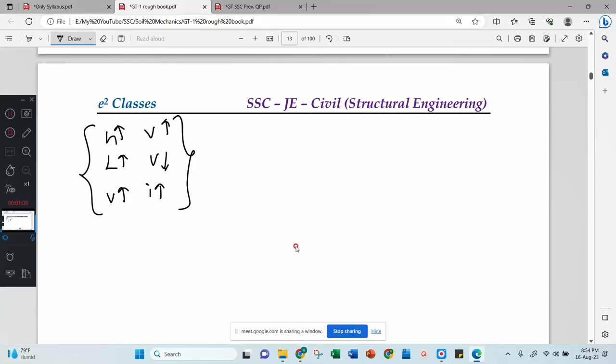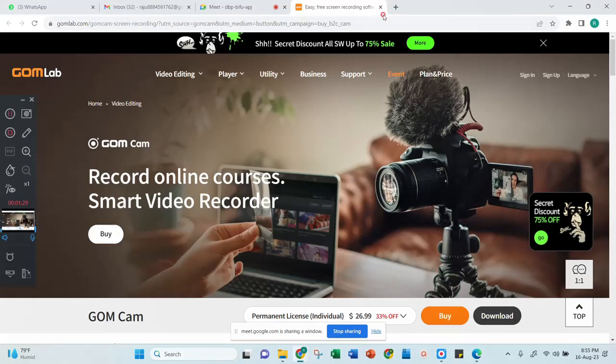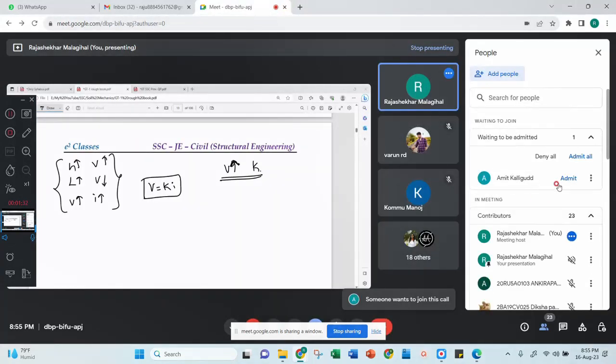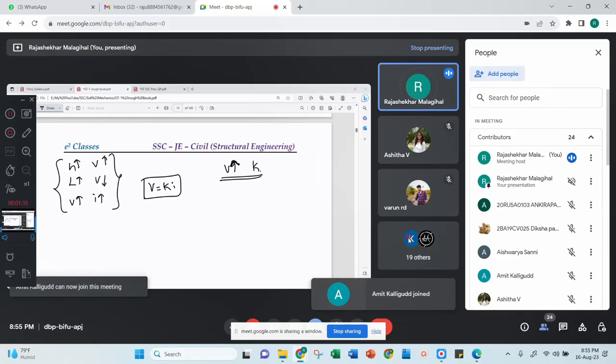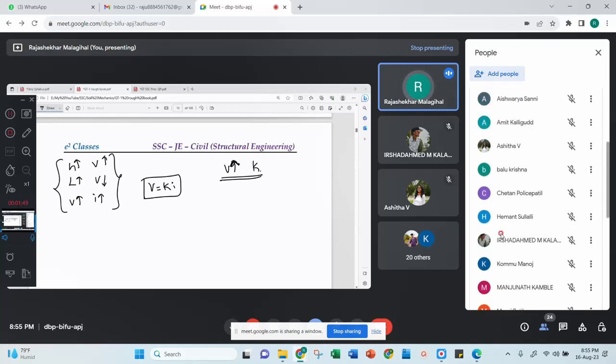Now I will ask you one question: as velocity increases, what happens to the permeability? Can anyone answer? Because you have the equation V equal to K into i, right? Now tell me, as the velocity increases, what happens to the K? Any idea? Increases. Increases, sir. If options are given like increases, decreases, remains constant, then which one will you select?